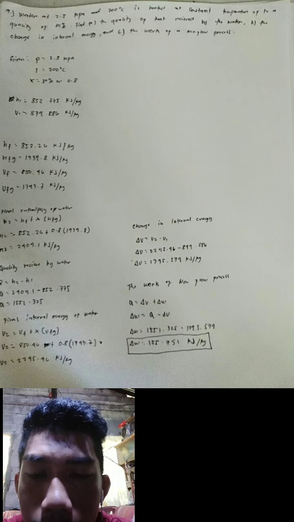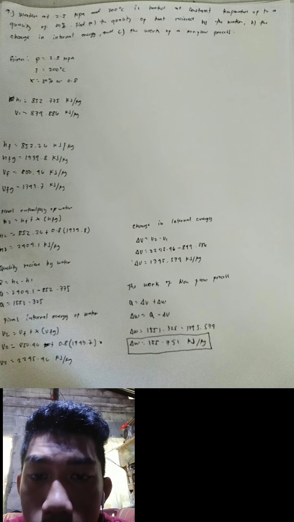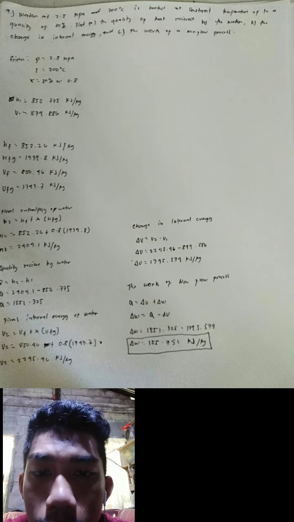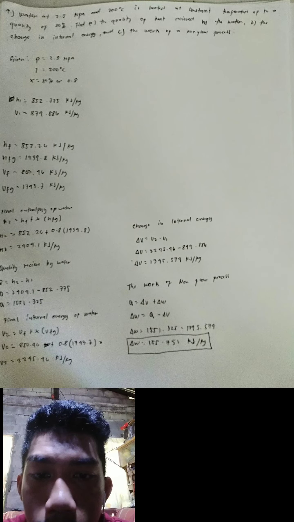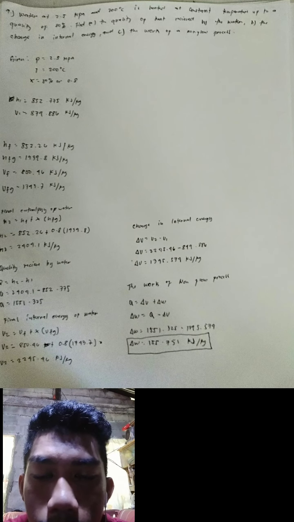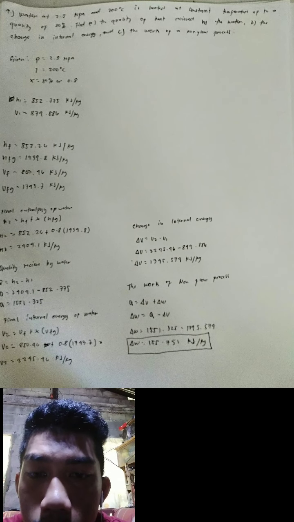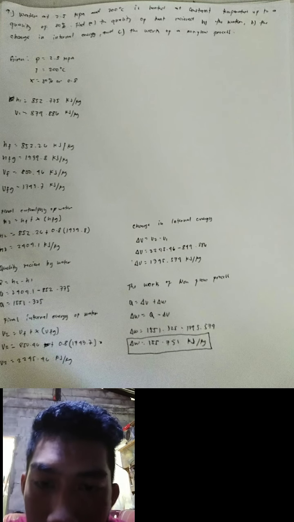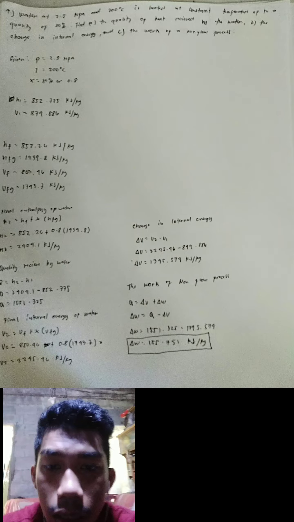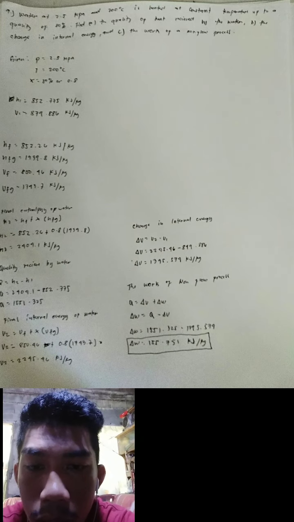So the heat received by water, the solution is Q is equal to H2 minus H1. The Q is equal to 2404.1 minus the value for H1, which is 852.775. So the value for Q is equal to 1551.325.